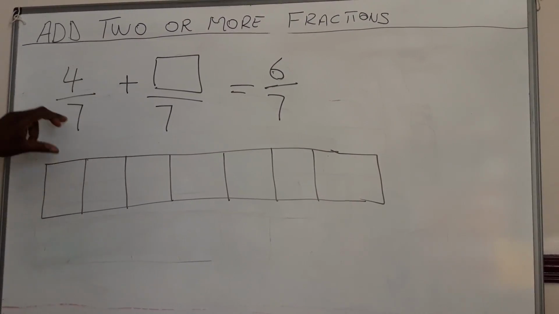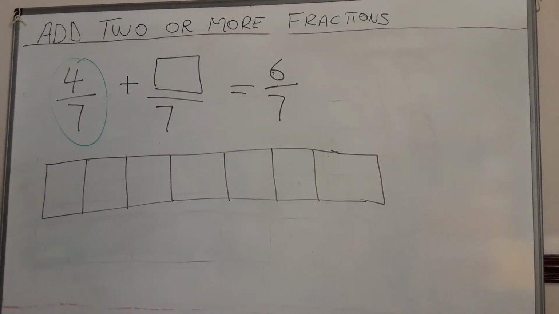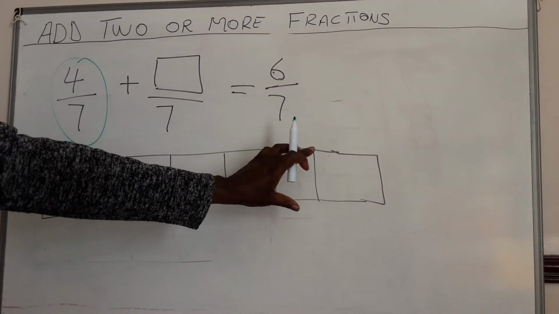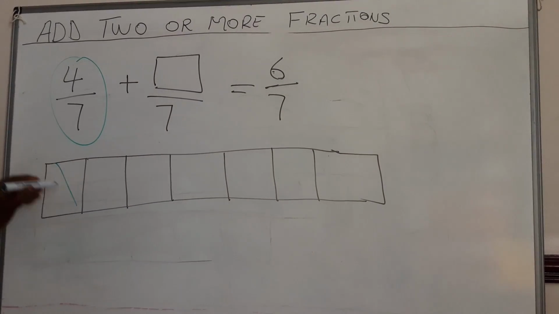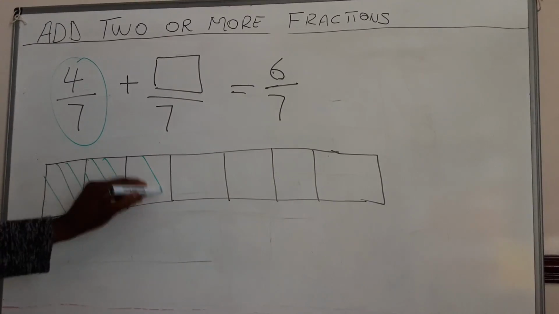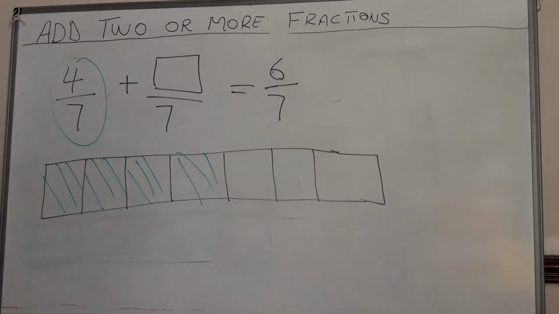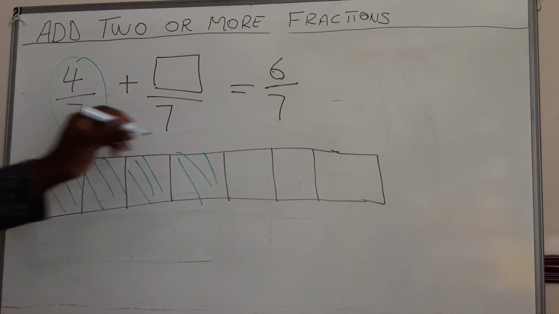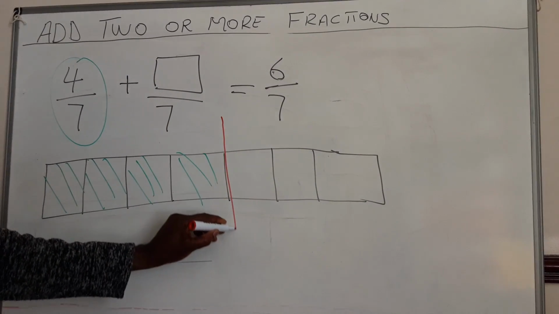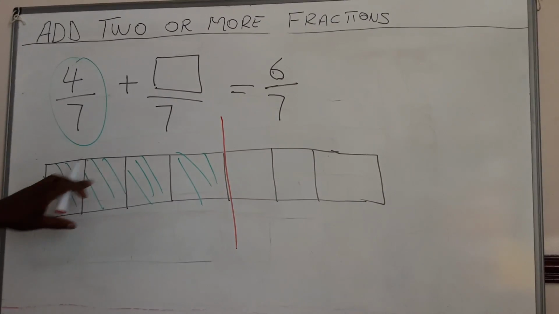So now let's start with the first fraction here. It is telling us to shade 4 over 7. This is the bar model and it's been split into 7 because of the denominator. So let's shade 1, 2, 3, 4. So we have 4, and now we can draw a line here. So we shaded the 4.